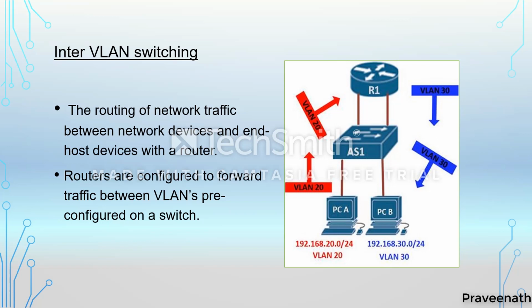So as you can see on the diagram, the packets destined to PCB leave PCA with the tag of VLAN 20, and reach the router, which changes the tag to VLAN 30. It is then forwarded to the switch, and the switch finally delivers it to PCB. So that's it.